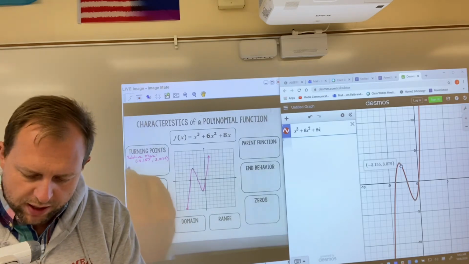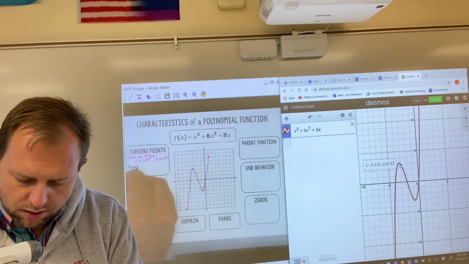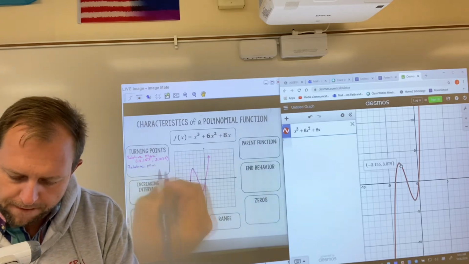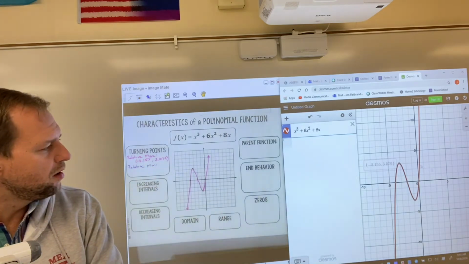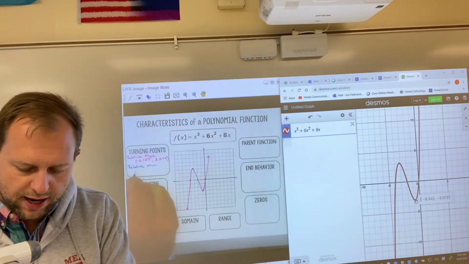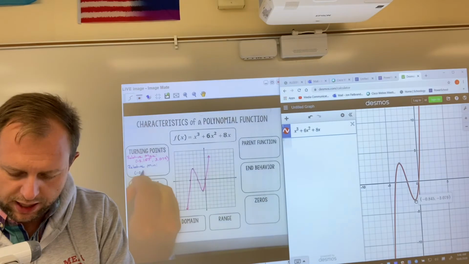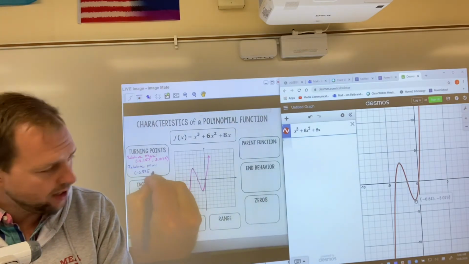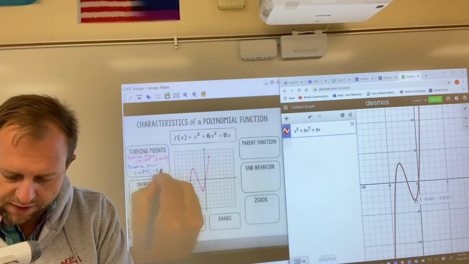We have a relative minimum at -0.845, comma, -3.079.